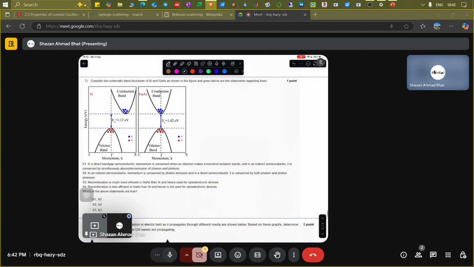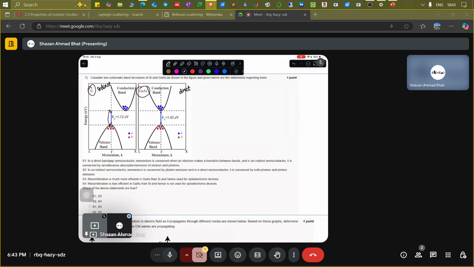So that's about this. Now let's consider two schematic band structures of, for example, silicon and gallium arsenide. This is for silicon. This is for gallium arsenide. So this is a direct band gap semiconductor. This is an indirect band gap semiconductor. That means if the electron goes here, a phonon comes in and it can bring the electron here. It's like phonon-assisted absorption.